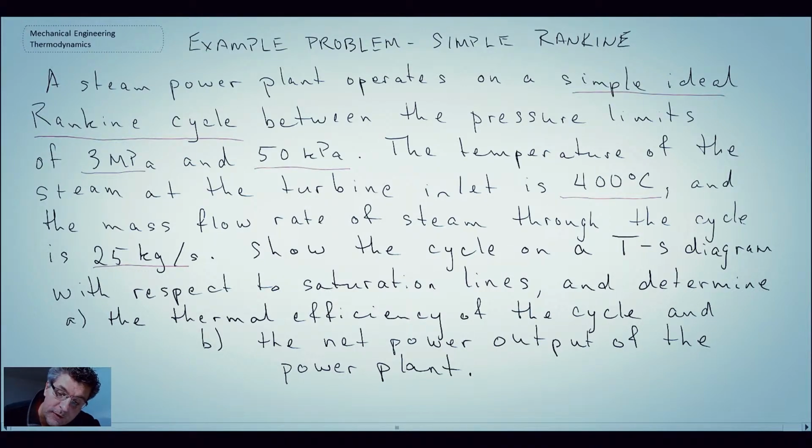We're asked to do a couple of things. One is to show the cycle on a TS diagram, which is always a good idea to be able to figure out what's going on with respect to the saturation lines. The second thing that we're after is the thermal efficiency of the cycle, and finally the net power output. So that would be a power output in megawatts. So that's the problem that we have before us.